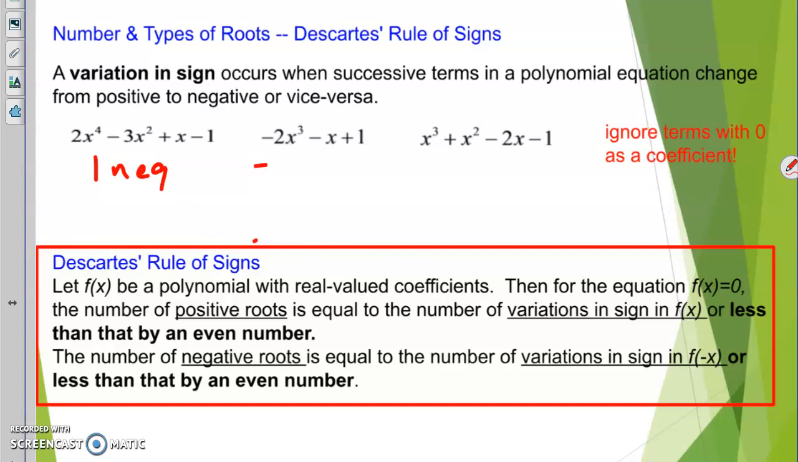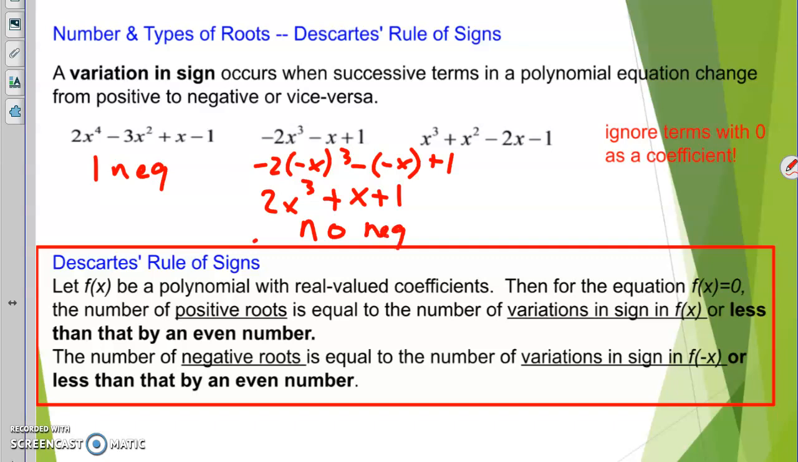And if I plug it in, I get negative x cubed, negative x plus 1. So I get a 2x cubed plus x plus 1. So there's no changes, so there's no negative roots. All right. And you can do the same thing for this one on your own time.